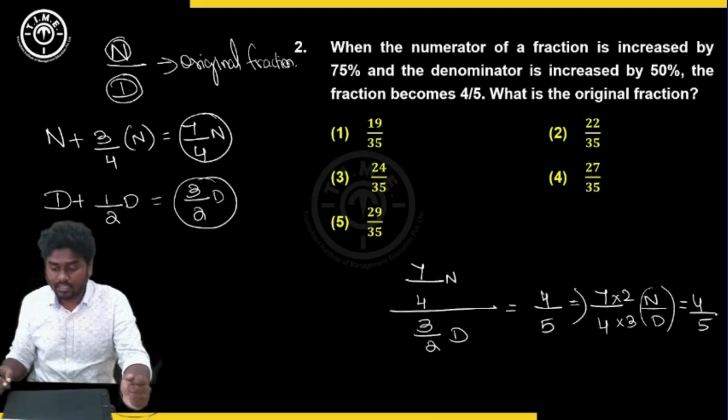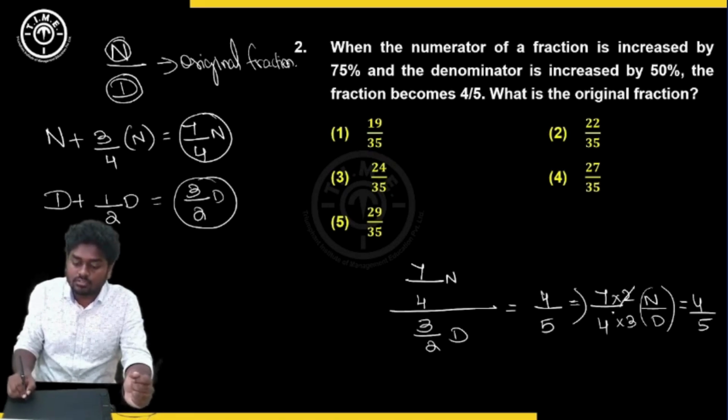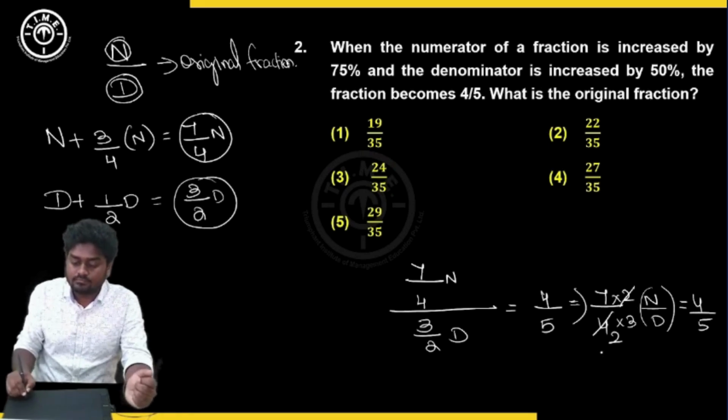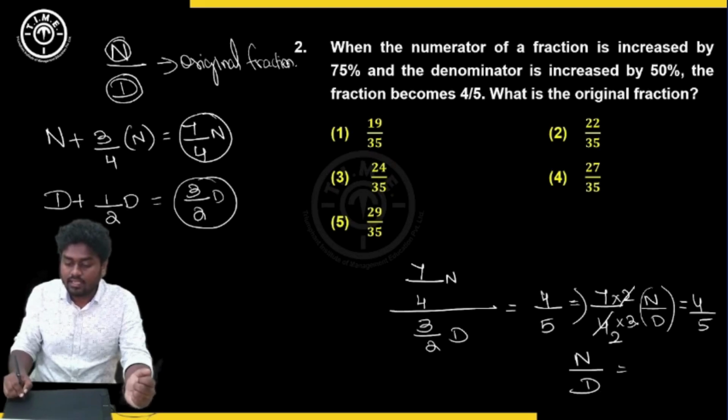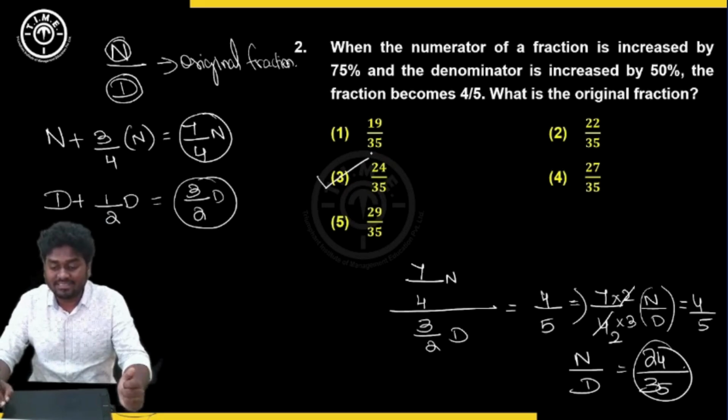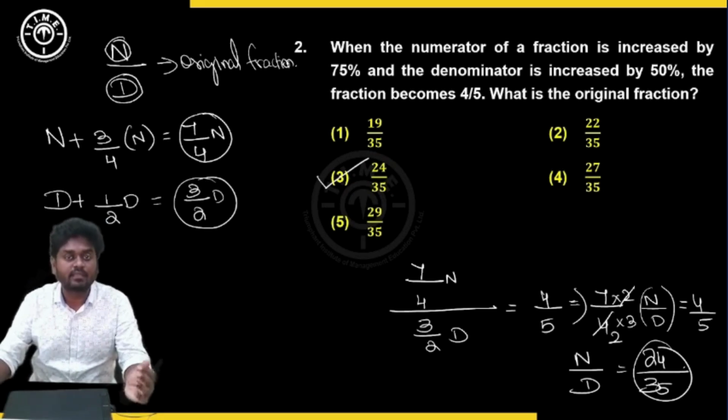Correct? So this goes 2 times. And then the final value of n by d is 3 into 2, 6, and on the right hand side 6 into 4 becomes 24, divided by 7 into 5, 35. So our original fraction, which is option 3, is 24 by 35. Is that clear everyone?